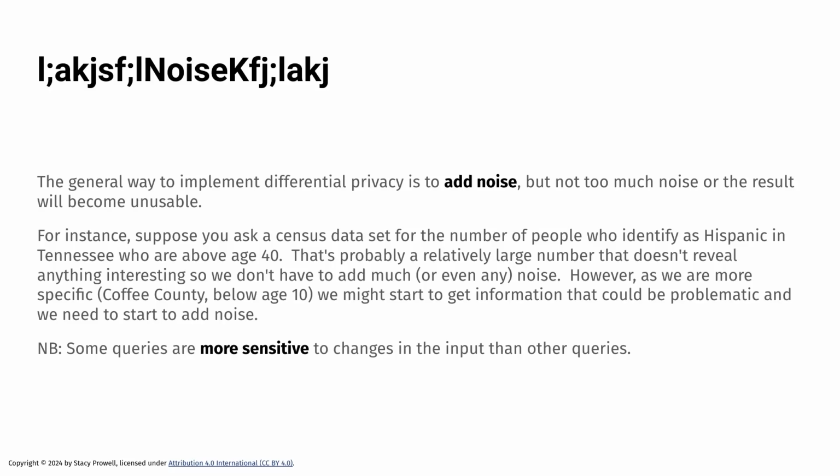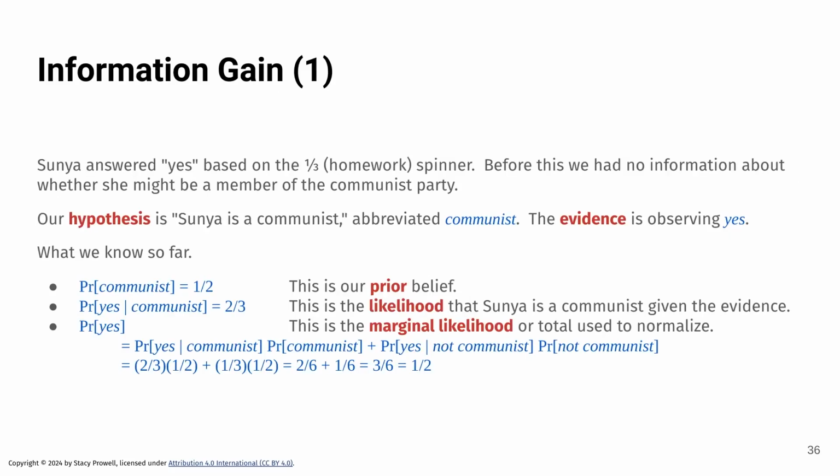However, if we are more specific, let's say we go to a particular county, Coffee County is where I grew up, and we look for people who identify as Hispanic below age 10, we have a fairly small population. And releasing that information could be problematic. And so we need to add more noise to make it more secure, more private. So the idea is that some queries are more sensitive to changes in the input than other queries. Some will just require more noise to protect them.